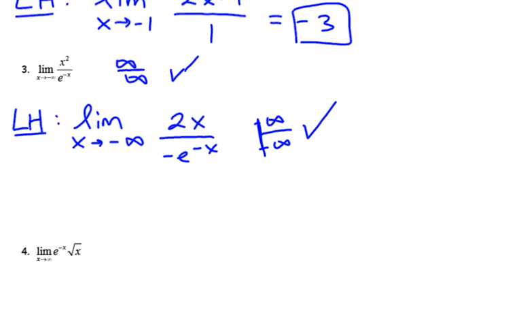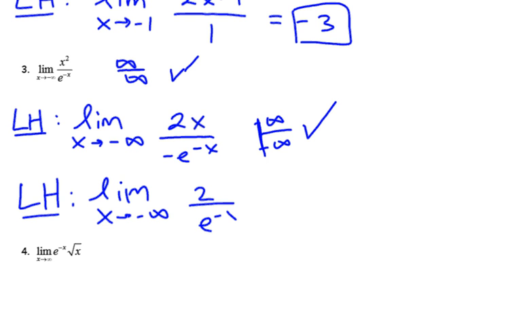Now, that doesn't mean we did anything wrong, and it doesn't mean that we can't find an answer. It just means that we have to apply L'Hopital's rule again. So sometimes you have to do L'Hopital's rule more than once. So then we get the limit as x approaches -infinity of 2 over positive e to the -x.